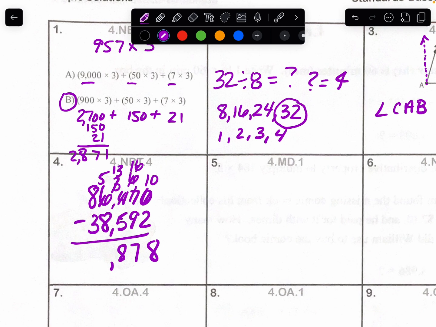Cannot do 5,000 minus 8,000. You must go regroup once again. 15 minus 8 is 7. 7 minus 3 is 4. So the difference here is 47,878.